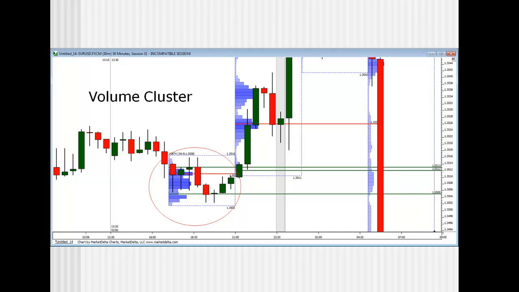And of course, once again, hopefully by being able to identify my color codes, the value area high and the value area low, band or limit for me my actual value area. So here's the value area for this particular cluster.